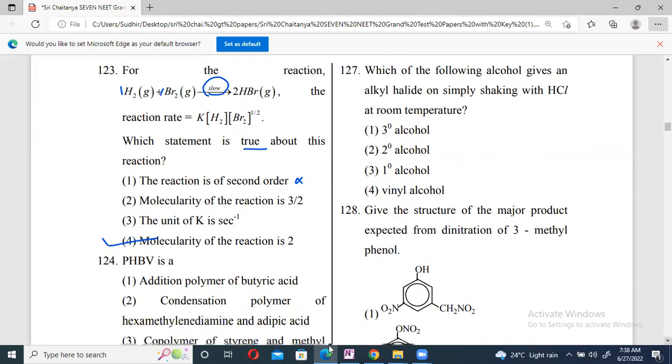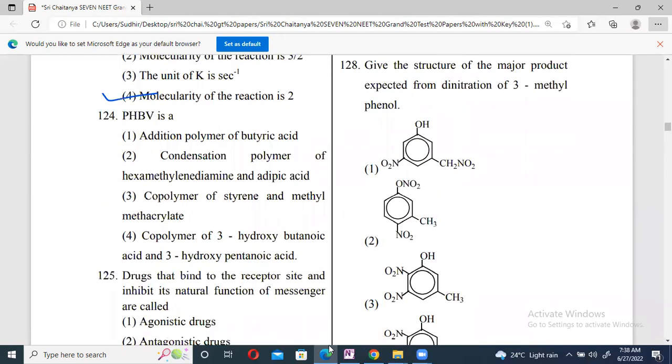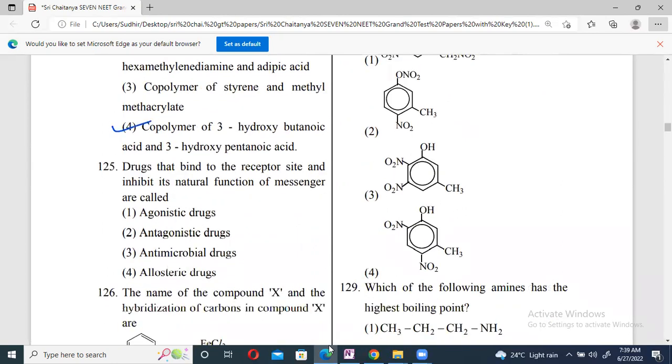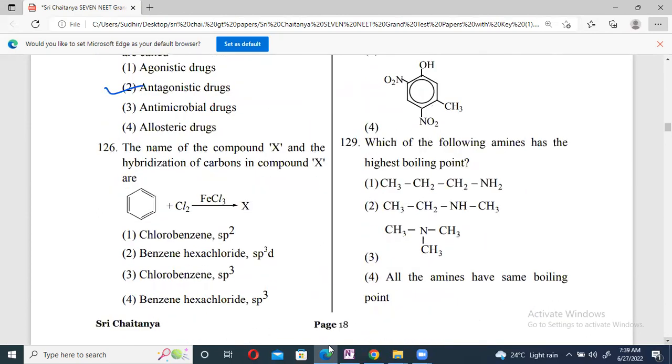PHBV is a, but it is an NCERT statement. Everybody knows it is a copolymer of 3-hydroxybutanoic acid and 3-hydroxypentanoic acid. Drug that binds to the receptor site and inhibits its natural function of messenger is called an antagonist drug. NCERT statement.